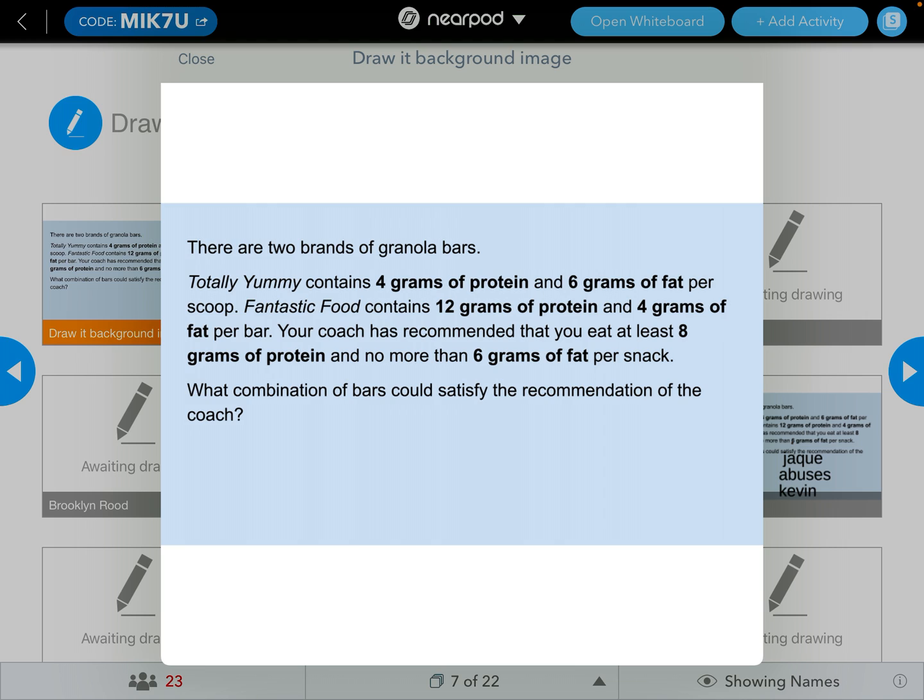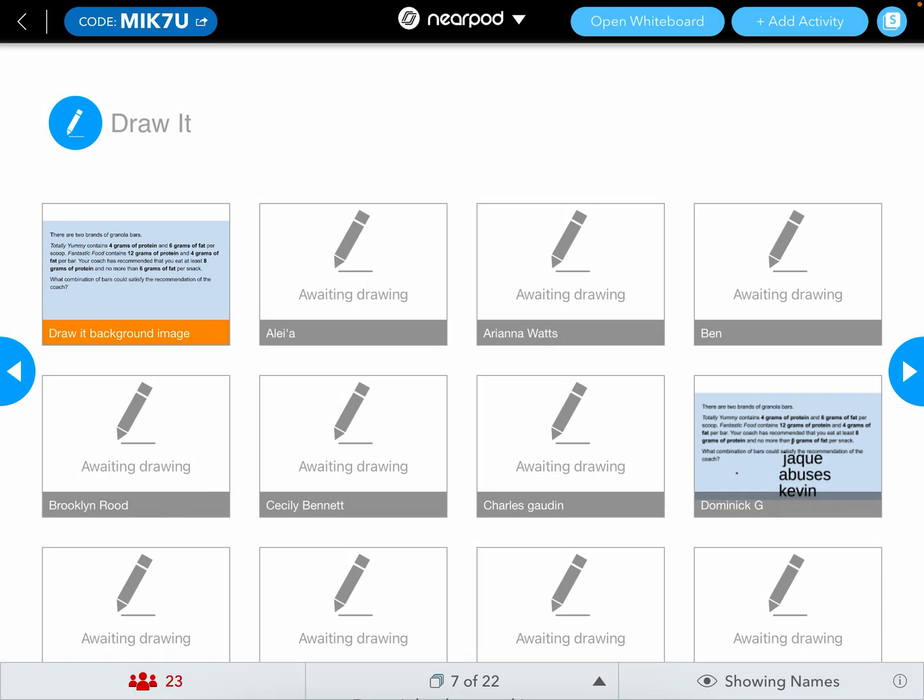So the story problem says there are 2 brands of granola bars. Totally Yummy contains 4 grams of protein and 6 grams of fat per bar. Fantastic Food contains 12 grams of protein and 4 grams of fat per bar. Sorry, they should both be granola bars. Your coach has recommended that you eat at least 8 grams of protein and no more than 6 grams of fat per snack. What combination of bars could satisfy the recommendation of the coach?